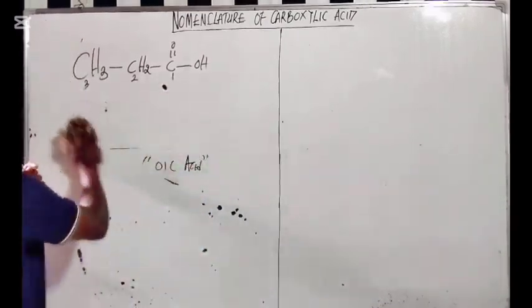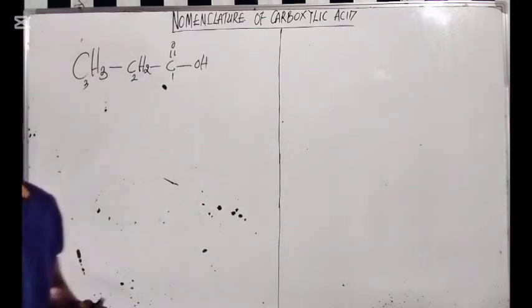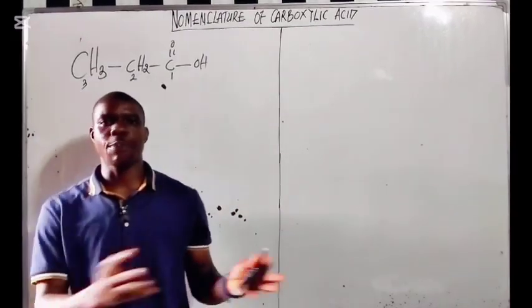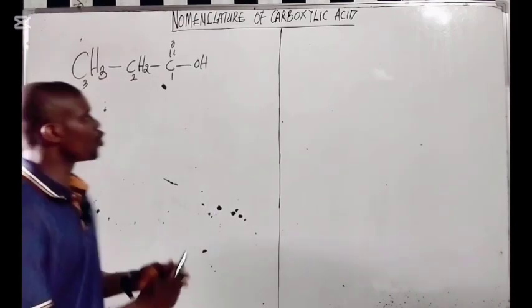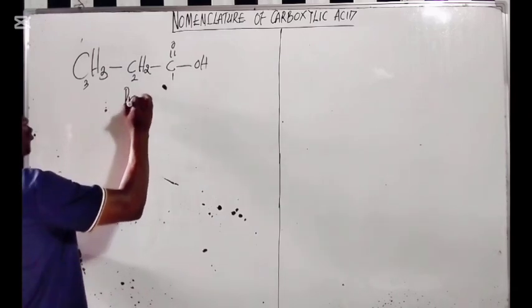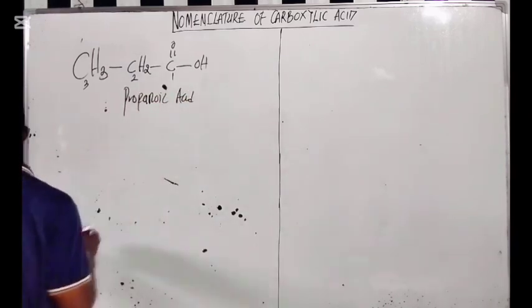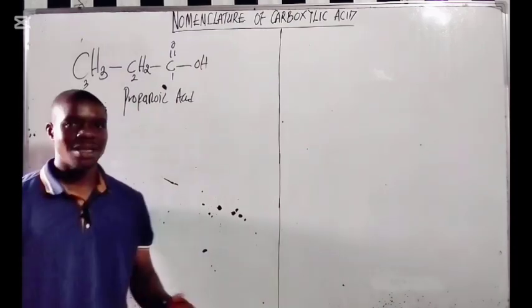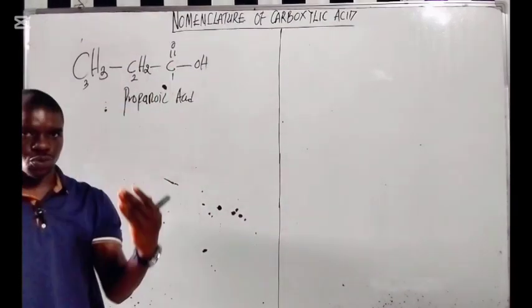Now, here we have three carbon atoms, and three carbon atoms is called propanoic acid, where prop means three carbon atoms here, right? So here, look, 1, 2, 3. So we got propanoic acid. Hope you understand. So this carbon atom here is always my carbon 1.